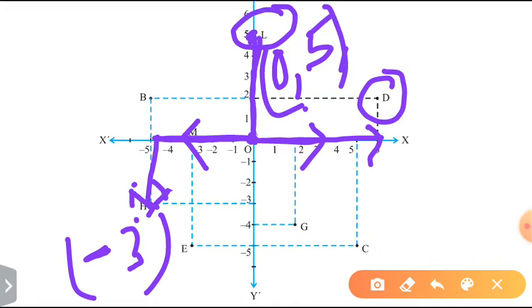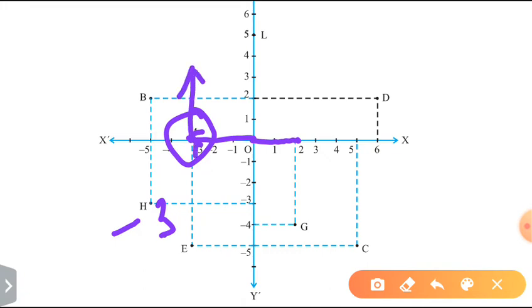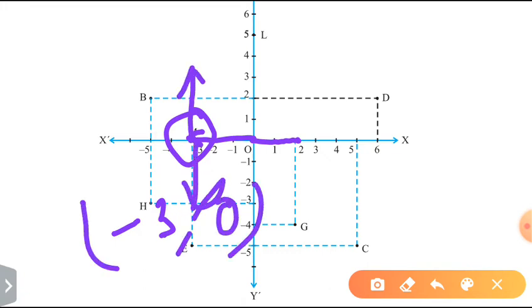And the last part is the coordinate of the point M. The point M lies there. You can see that on the x-axis we are moving here first, so the value is minus 3. But on the y-axis we are not moving up and we are not moving down. So the point will be minus 3 comma 0.